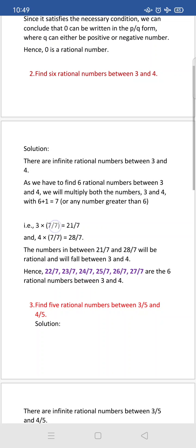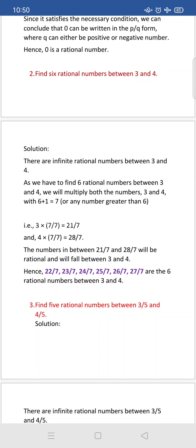3 into 7 divided by 7 is equal to 3 sevens are 21 by 7, right? Here also the same thing you have to do, that is 4 sevens are 28 by 7. Now you can easily write the rational numbers in between 3 and 4. As we got 21 by 7 and 28 by 7, in between there are totally 6 numbers. While writing the rational numbers, you have to change the numerators, that is, 21 by 7 is there, 28 by 7 is there, right?